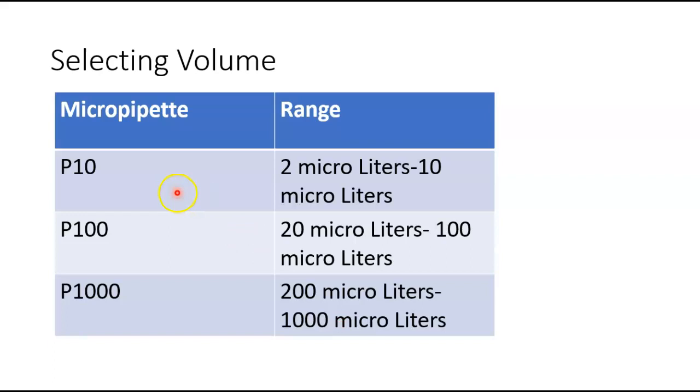So let's look at different micropipettes. The name tells you something about the maximum volume that it can hold. So P10 can hold a maximum of 10 microliters. P100 can hold a maximum of 100 microliters. And P1000 can hold a maximum of 1000 microliters. You should keep these ranges in mind in lab and know which pipette is appropriate for the volume that you need.